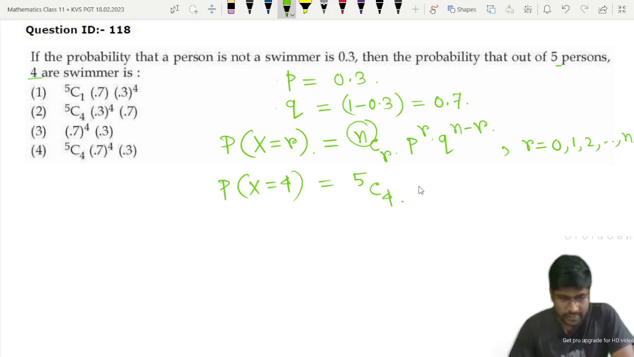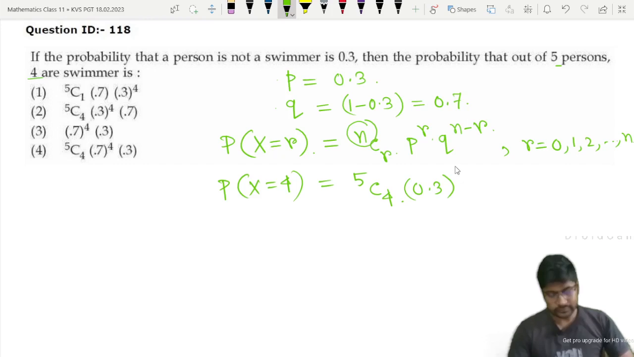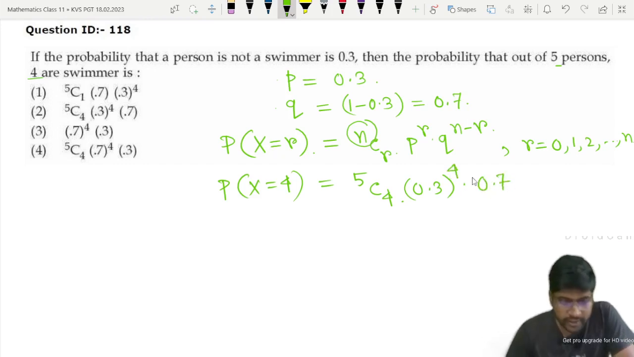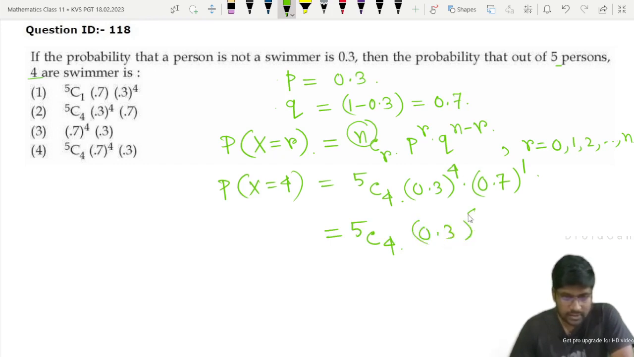Now P means 0.3, so 0.3 to the power 4 into Q means 0.7 to the power n minus R, that means 5 minus 4, that is equal to 1. So this is nothing but 5C4 into 0.3 to the power 4 into 0.7.